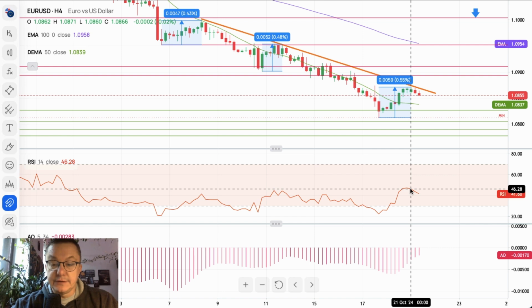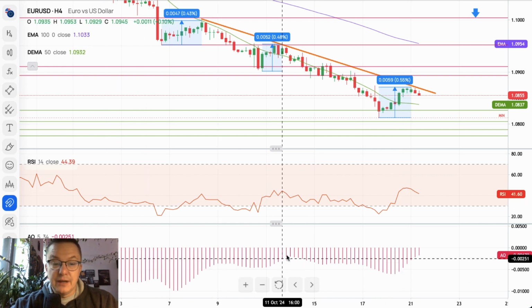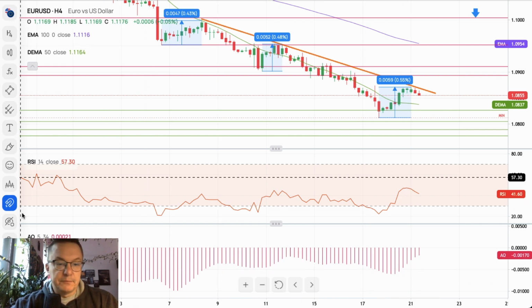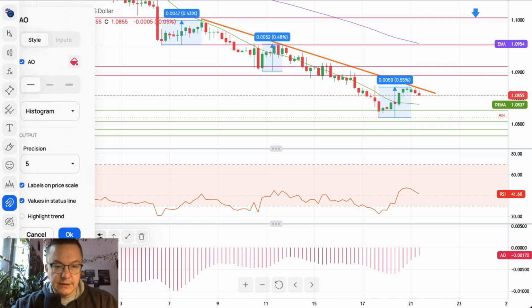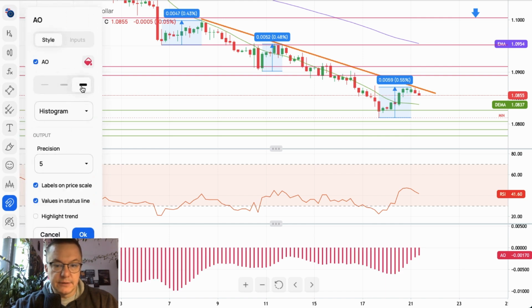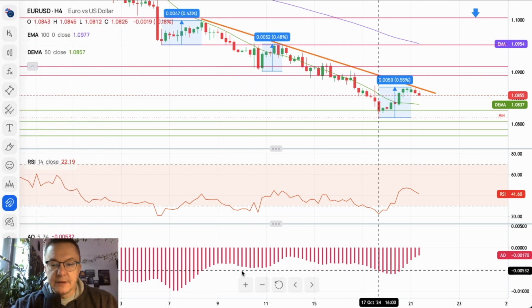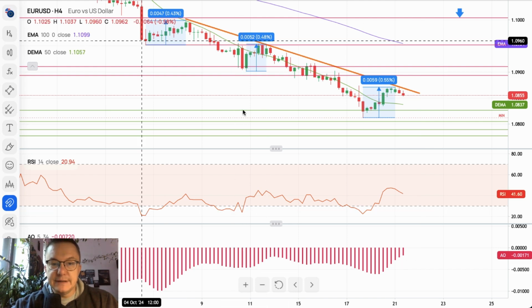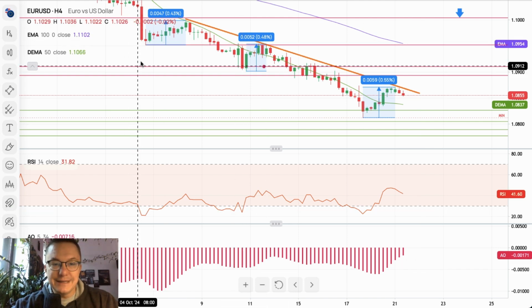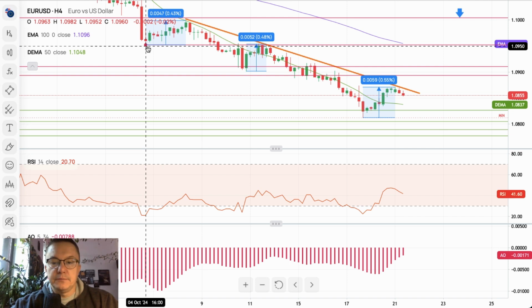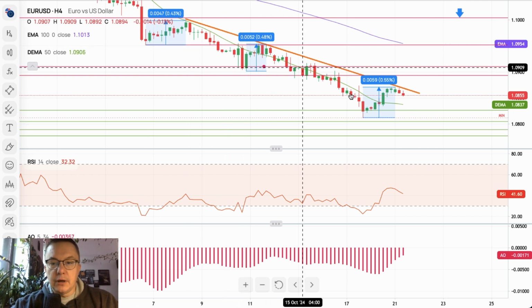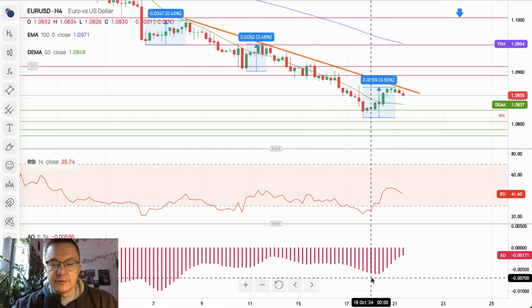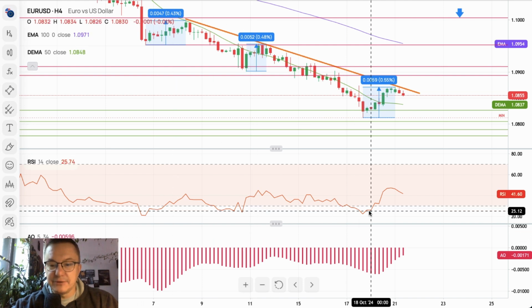Momentum hits the level of 46 points, but it's still, as you can see, very bearish. Red bars here mean that the market is under bearish pressure. However, you can see that we are diverging: lower lows, higher lows on the momentum, and higher lows on the RSI as well.